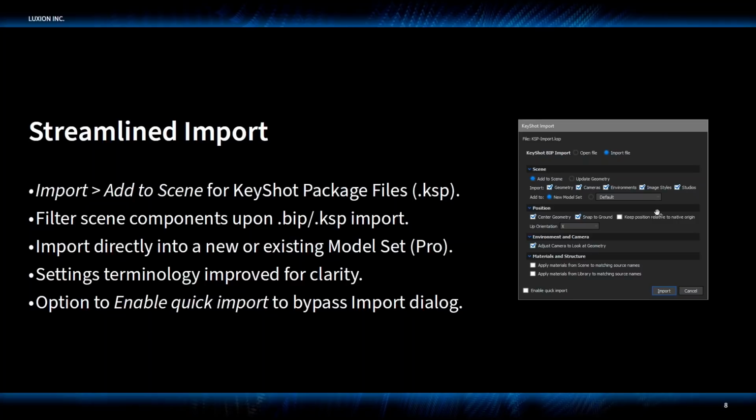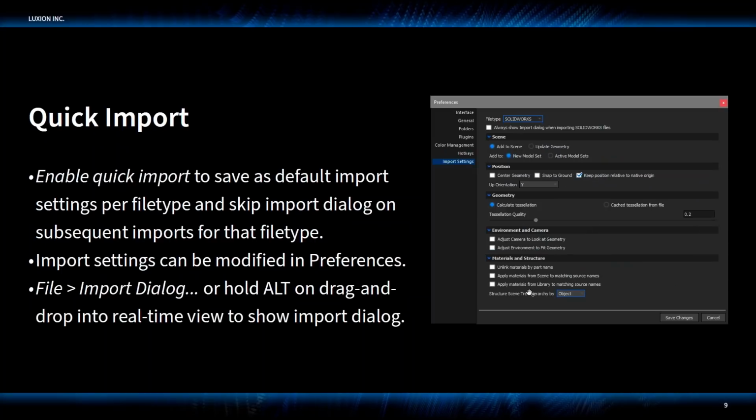And we've tried to improve the terminology for the settings for a little more clarity here. So you can see an example of that, the keep position relative to native origin, or apply materials from scene to matching source names. And then you might notice this checkbox option here at the bottom for enable quick import, and that allows you to bypass the import dialog completely to really streamline your import process. So let's take a closer look at that.